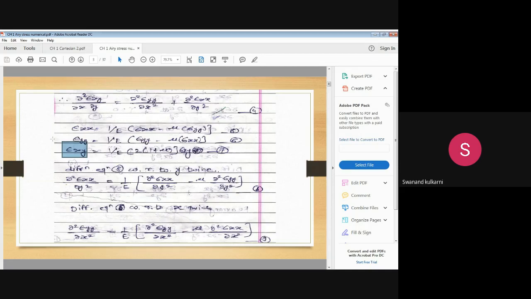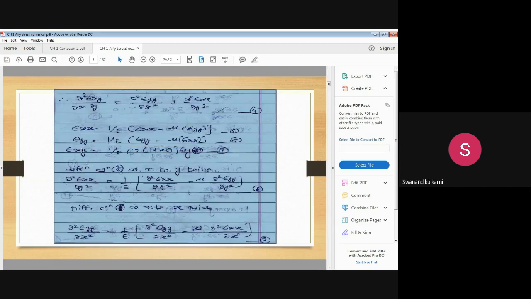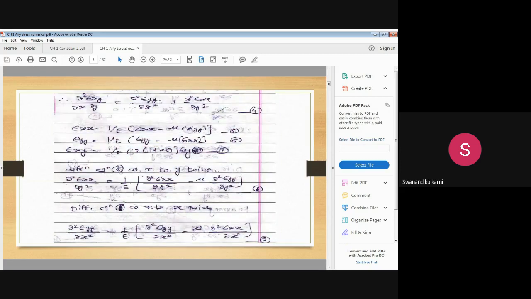And if this particular term is transferred in this direction, then that will become 2E into bracket 1 plus mu. So this is 1 upon E. Is it okay? So that we can understand here. Now we have to take cognizance of this stress-strain relationship and use that in equation number 4. So let us try to bring it into that form.